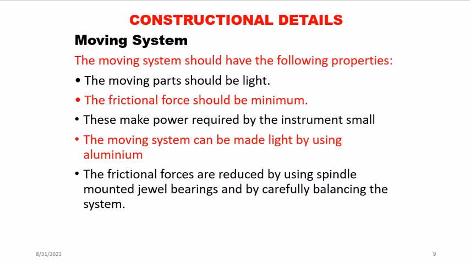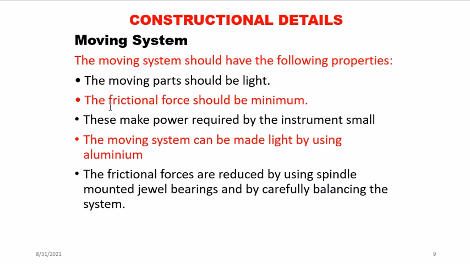Now, what are the details that we're supposed to know when constructing any analog instrument that has these moving pointers? The first thing is, let us look at the moving system. The moving system should have the following properties. That is, the system that will be responsible for the movement of the pointer from 0 point to the point which corresponds to the signal we are measuring. The first one, it has to be light. That is, it shouldn't be heavy, because the lighter it is, the easier for the signal to deflect the pointer.